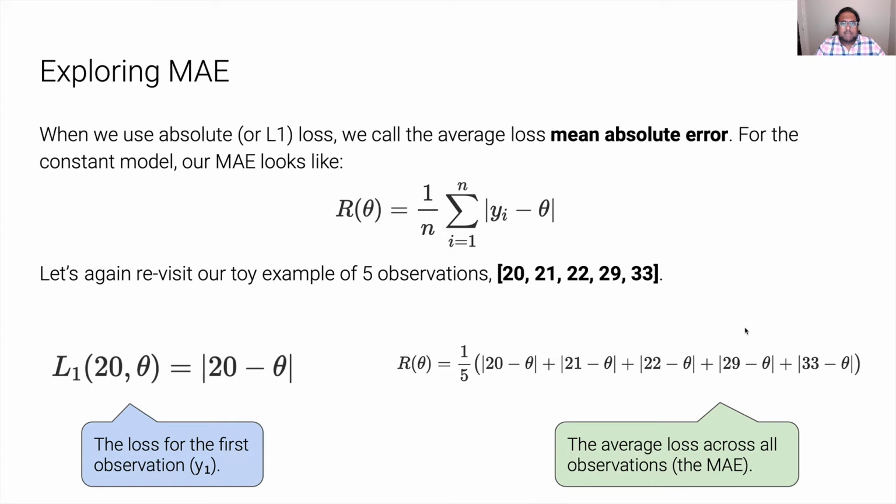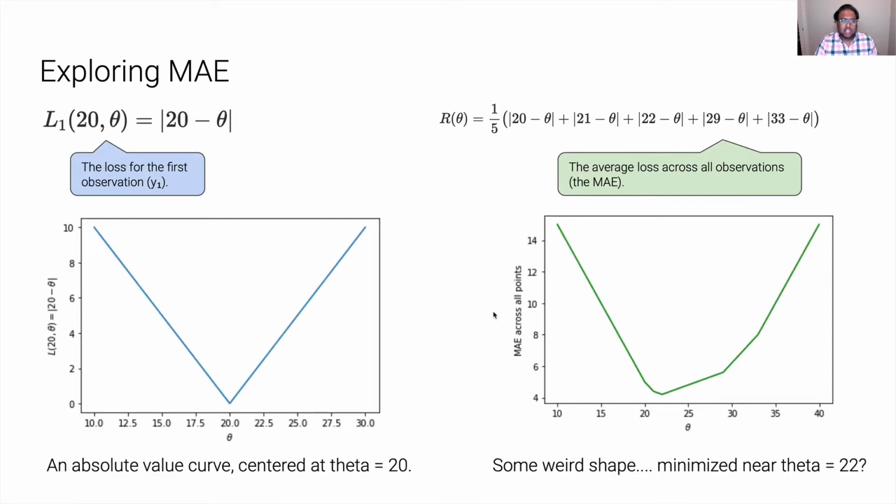We're really doing the same thing as we did before, but instead of our losses being yi minus theta squared, they're the absolute value of yi minus theta. Let's take a look at what both of these functions look like. So on the left, we have the plot of the absolute value of 20 minus theta. To be clear, in these plots that we are looking at, the x-axis is theta, and the y-axis is the loss for that particular choice of theta.